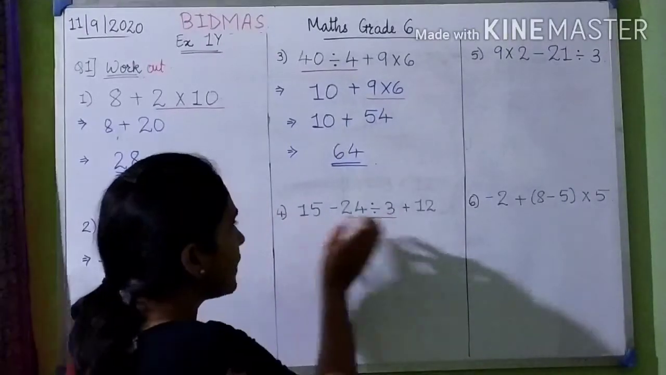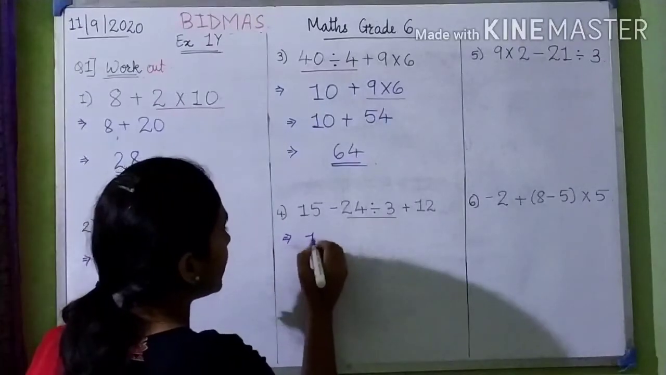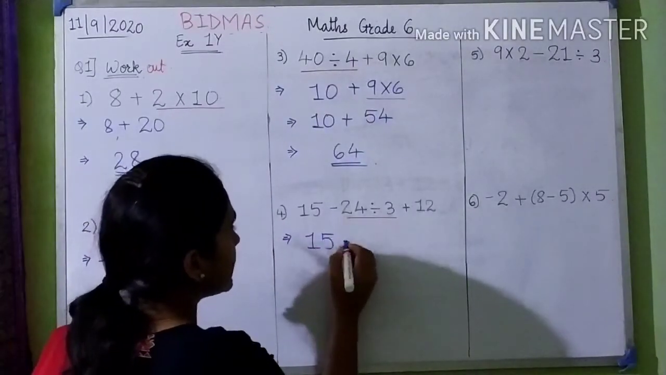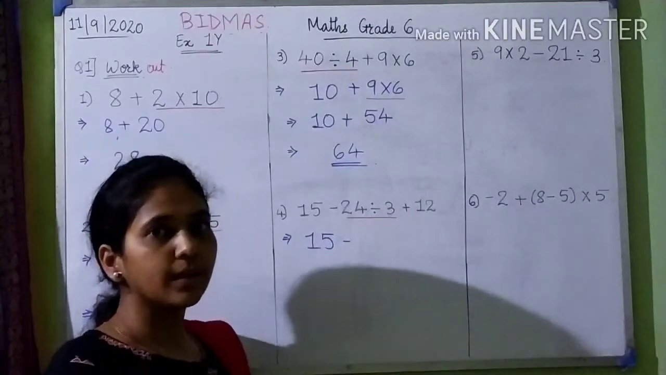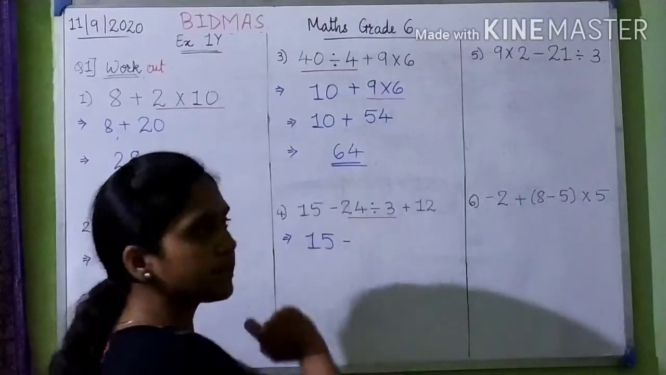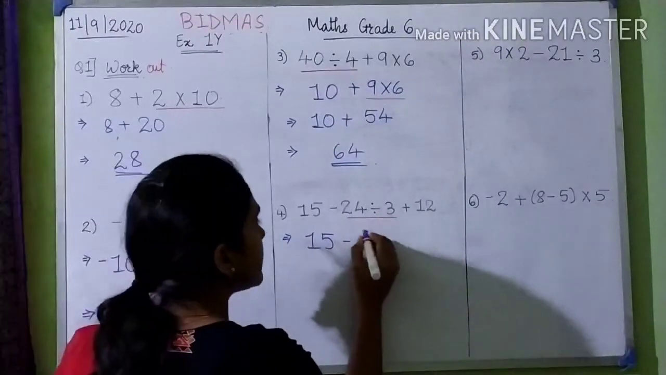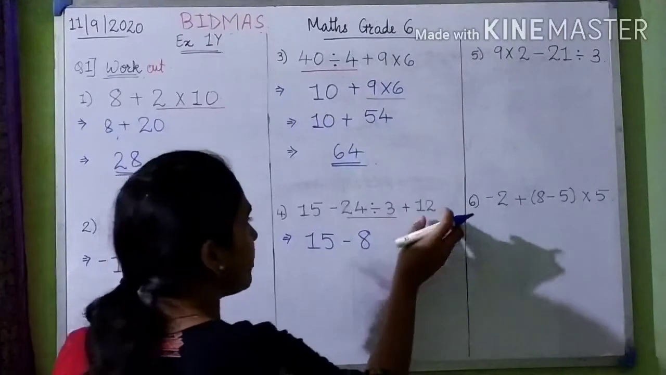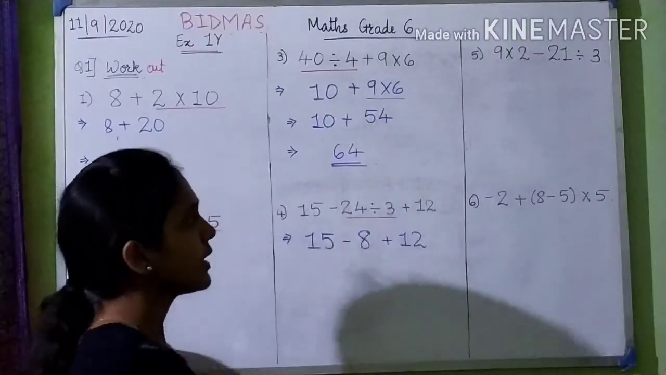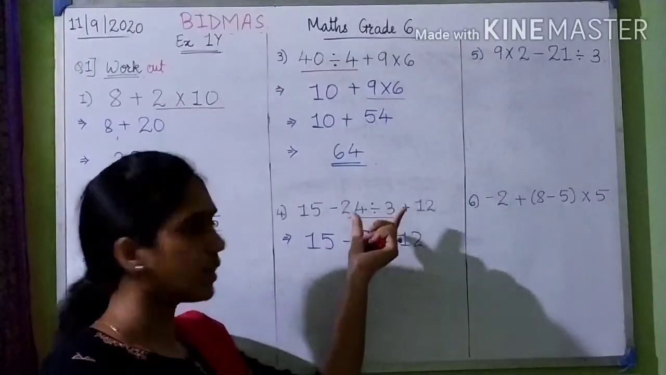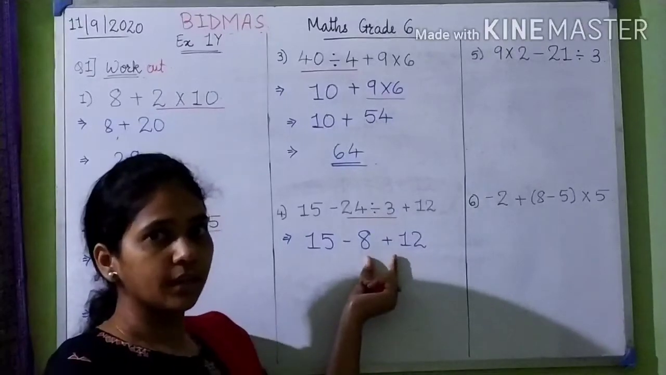Rest everything will remain the same. So this 15 remains the same. The minus sign also remains the same. And what is 24 divided by 3? 3 7s are 21, 3 8s are 24, right? So 24 divided by 3 is 8. And then plus 12 also remains the same. See, only in place of this, I have put the division answer.